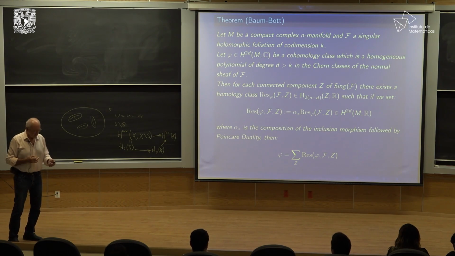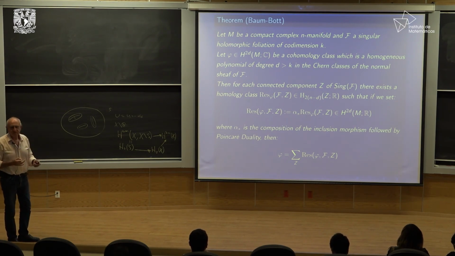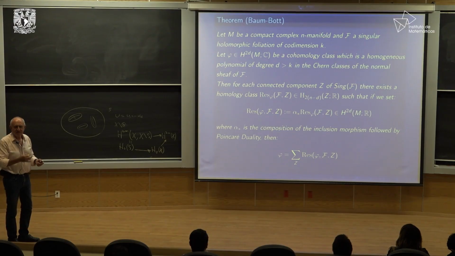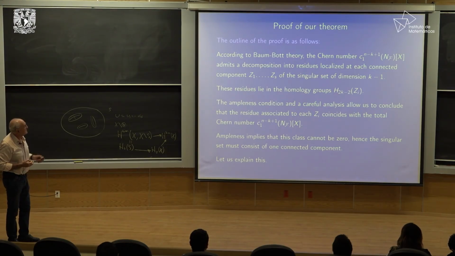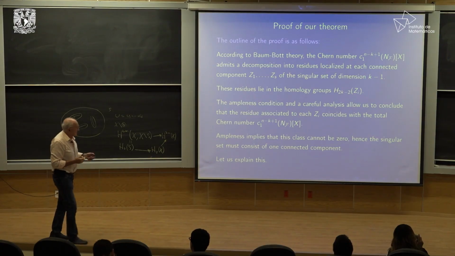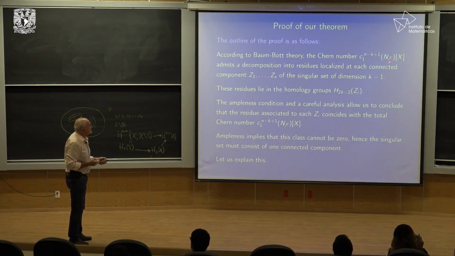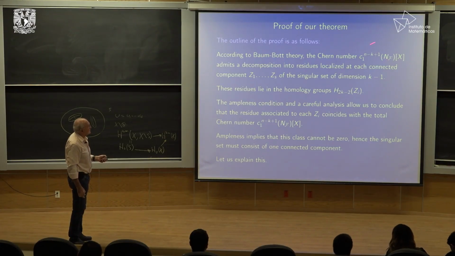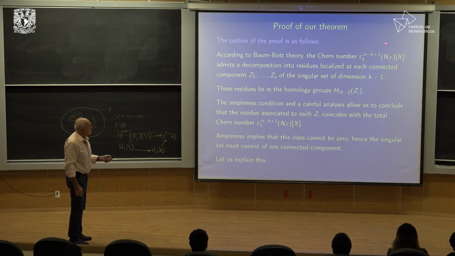Okay? Now, why all of this? Because we are going to use for the theorem a very specific cohomology class, which is localizable in this way. So let me give an outline of the proof. So we have a k-dimensional holomorphic foliation. We have the normal bundle. So the codimension is n minus k. So we are above the codimension. Okay? So the Bott theory applies to this cohomology class.